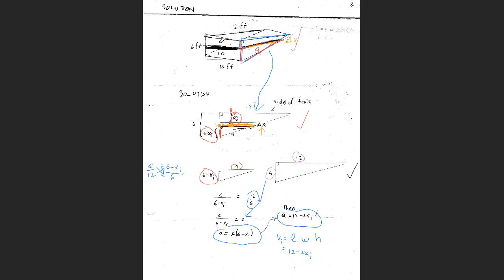12 minus 2xi times 10 times delta x, and they're all in feet, of course.